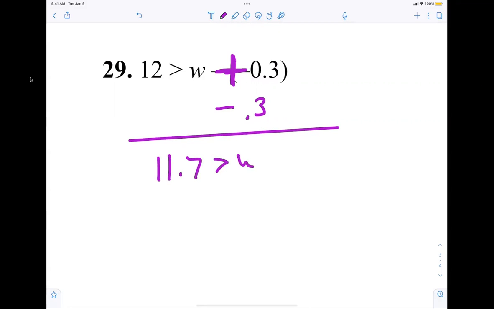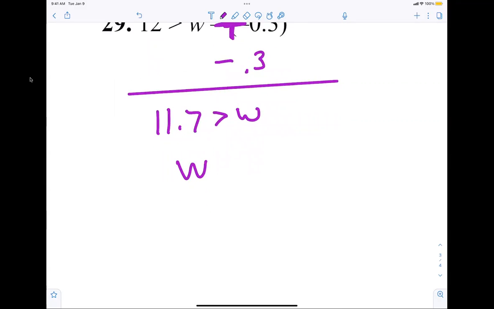11.7 is greater than W. Therefore, what do I need to write? Switch it so it's what? 11.7 is less than W. So when I rewrite, no. You're rewriting it with the variable first. So it's W is greater than 11.7. Less than 11.7. Yeah, you have to switch them when you switch like that.